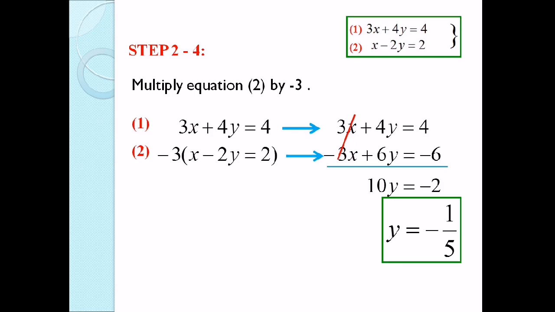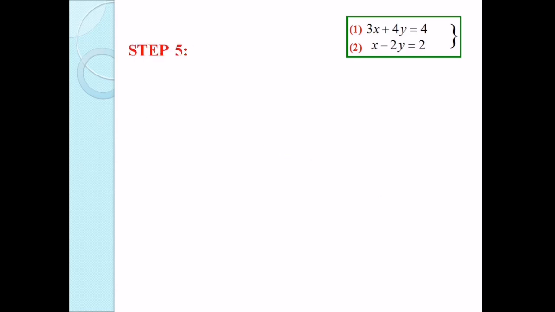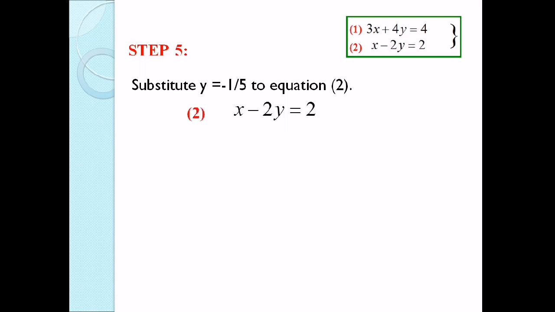So, now we have solved the value of y. Then, for our step 5, substitute y equals negative 1/5 to equation 2. Our equation 2 is x minus 2y equals 2. And then, you just substitute y as negative 1/5. So, x minus 2 times negative 1/5 equals 2.